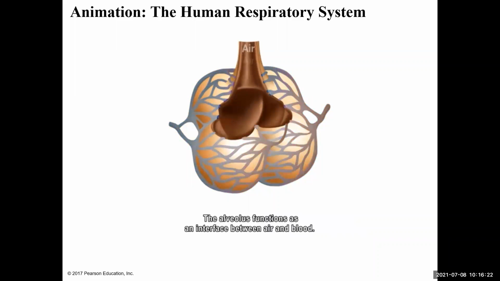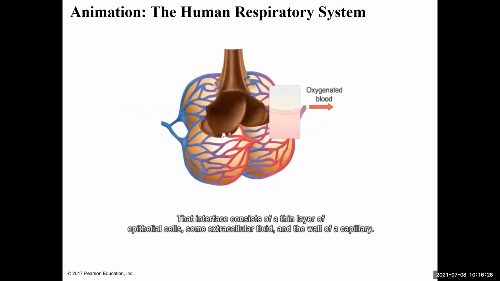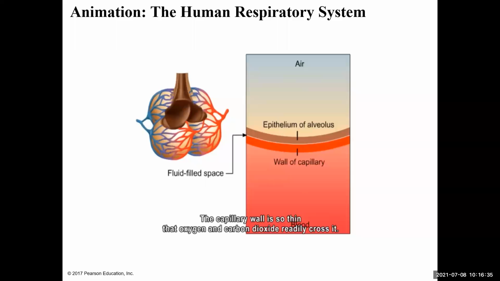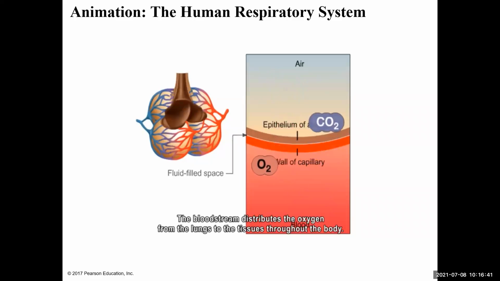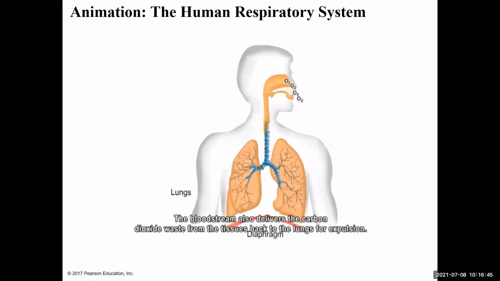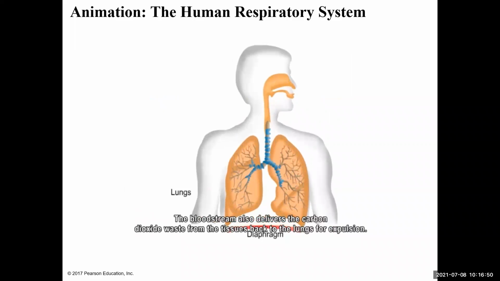The alveolus functions as an interface between air and blood. That interface consists of a thin layer of epithelial cells, some extracellular fluid, and the wall of a capillary. The capillary wall is so thin that oxygen and carbon dioxide readily cross it. The bloodstream distributes the oxygen from the lungs to the tissues throughout the body. The bloodstream also delivers the carbon dioxide waste from the tissues back to the lungs for expulsion.